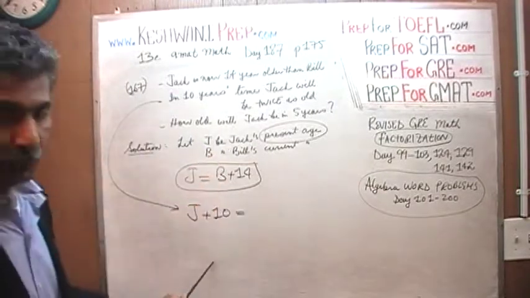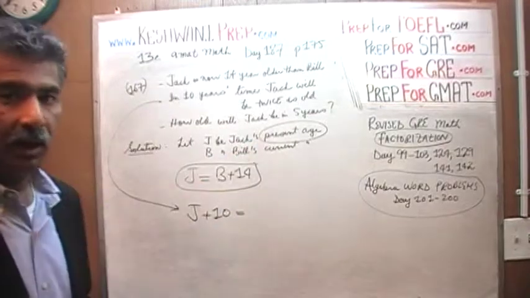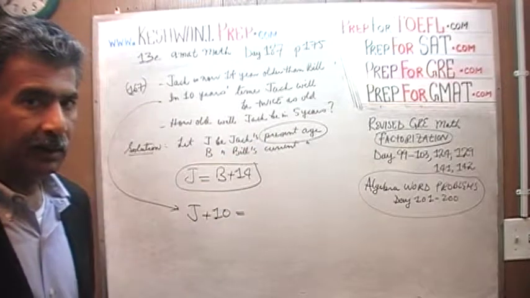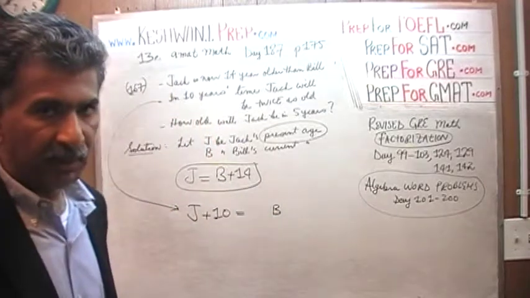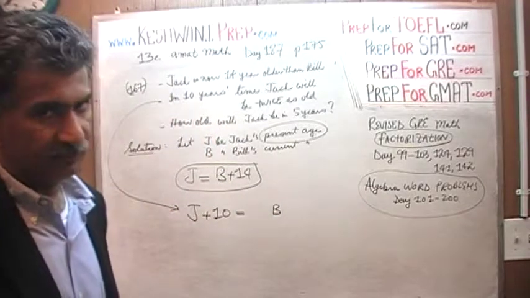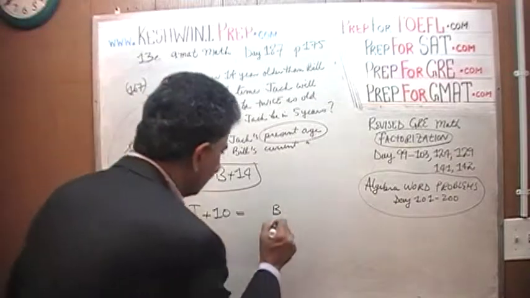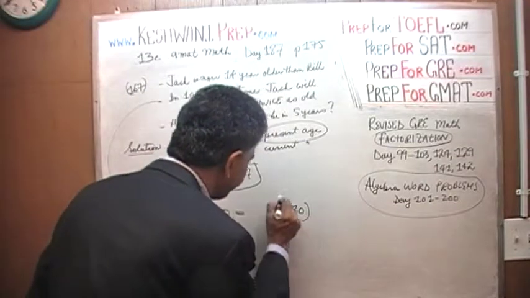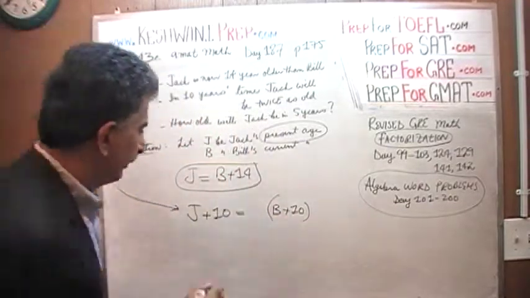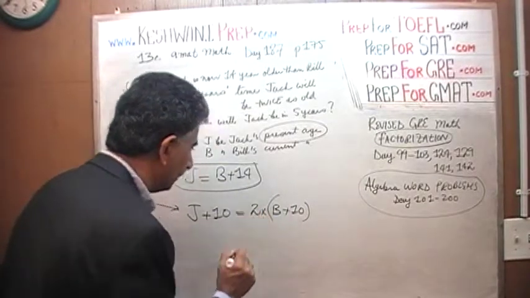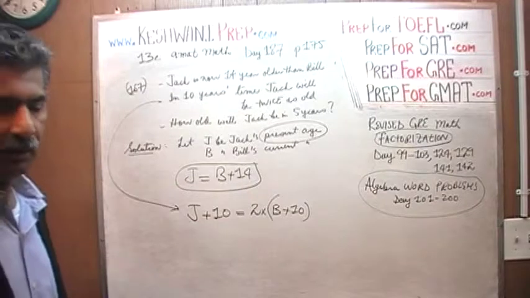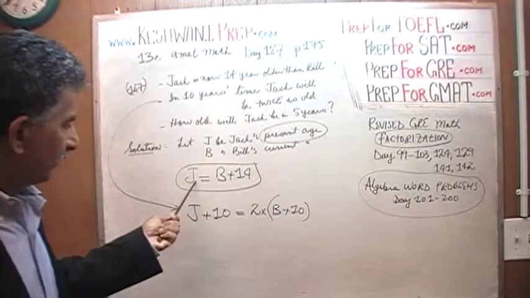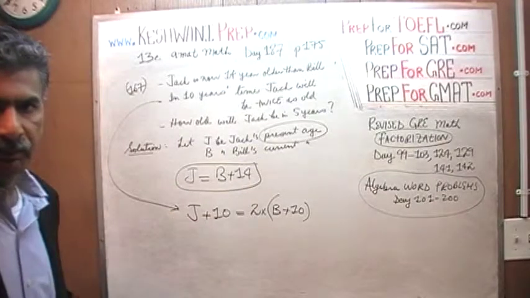And we are told at that point he'll be twice as old as Bill. How old will Bill be if he's B years old today? Just like Jack, in 10 years' time, he'll be B plus 10. And if you take 2 times that amount, that will equal Jack's age. That's it, we are done. The rest is downhill. All we have to do is substitute this equation into this equation and solve for the variables.